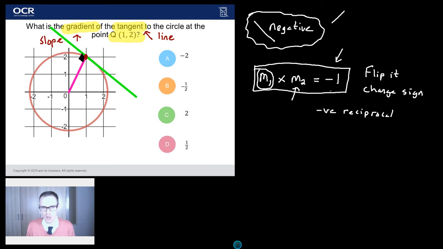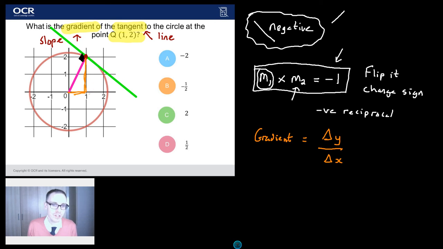Okay? A lot of flipping work to do here, right? So how are we going to get the gradient of this radius? Well, we're going to draw ourselves a little right angle triangle. And we're going to remind ourselves that to get the gradient of any line, and we looked at this in an earlier video, we do the change in y divided by the change in x. How much does the height change of this right angle triangle compared to the base?